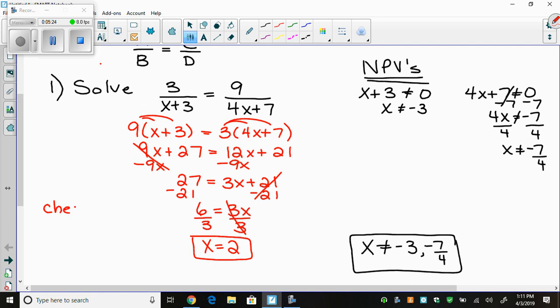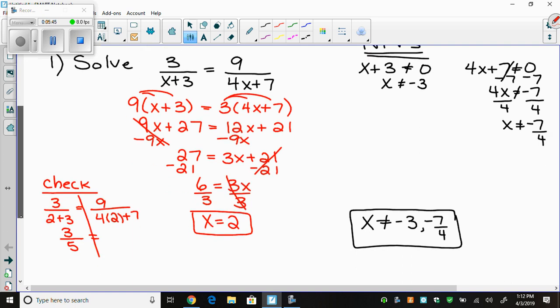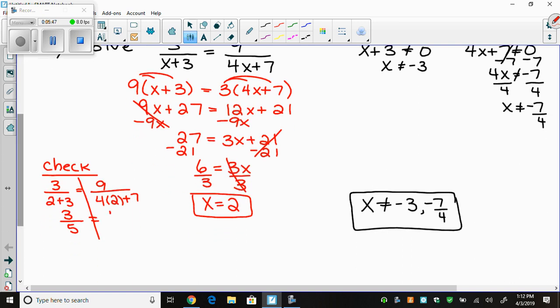Remember, you can actually check your answers too. You type it back into the original and see if you get left side equals right side. It's called verification or a check. So I'm going to put 2 in for all the x's. I get 3 over 2 plus 3 equals 9 over 4 times 2 plus 7. So I get 3 over 5. And when I check, nothing moves from left to right. I just move way down. 9 over 15. And this is 3 over 5 equals 3 over 5. They match. Sound good? So I walk away from this question being like, boom, got this, right?